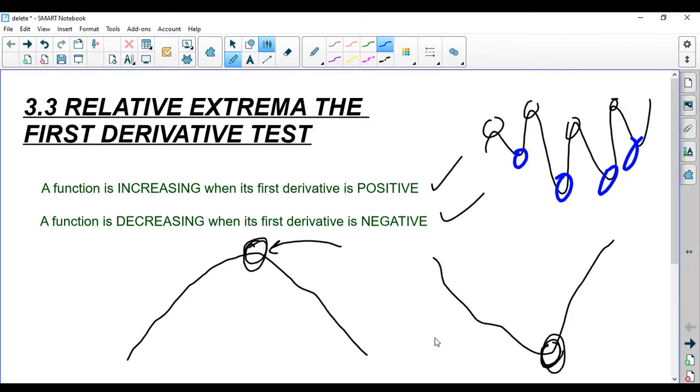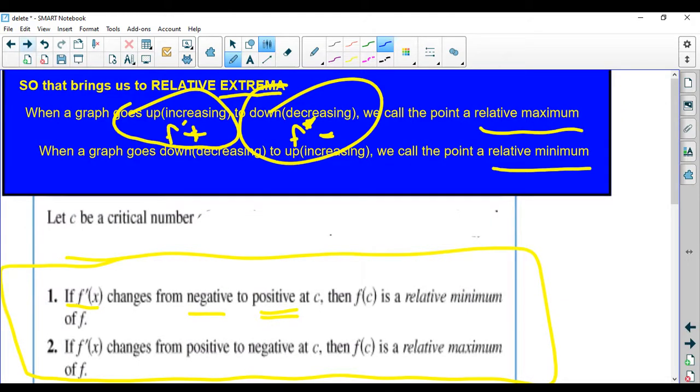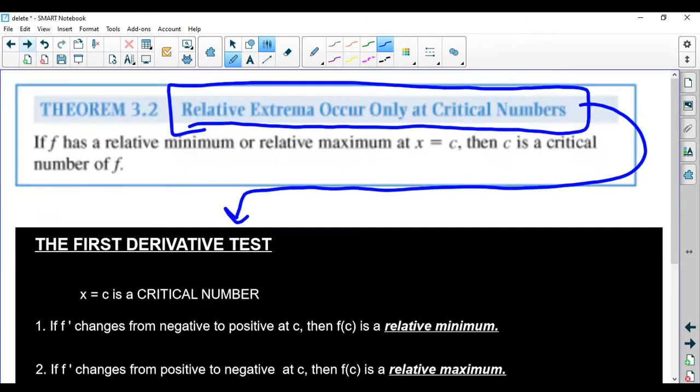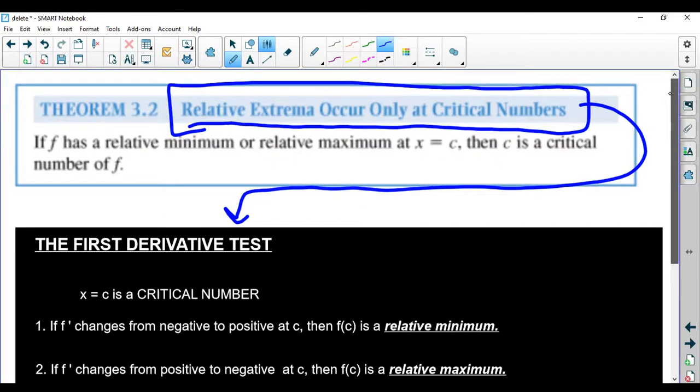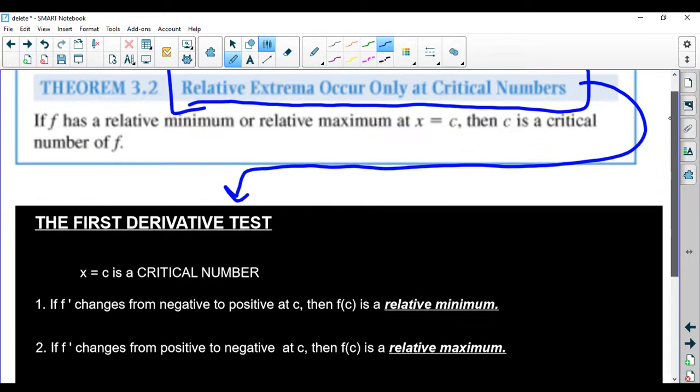Part 2 of 3.3, Relative Extrema and the First Derivative Test. So now that we talked about relative extrema and where they occur only at critical numbers, now we're going to actually go through the process of finding relative extrema. And this process is called the first derivative test.